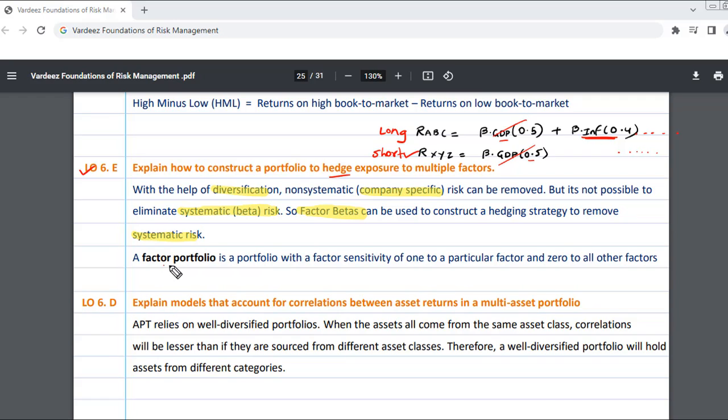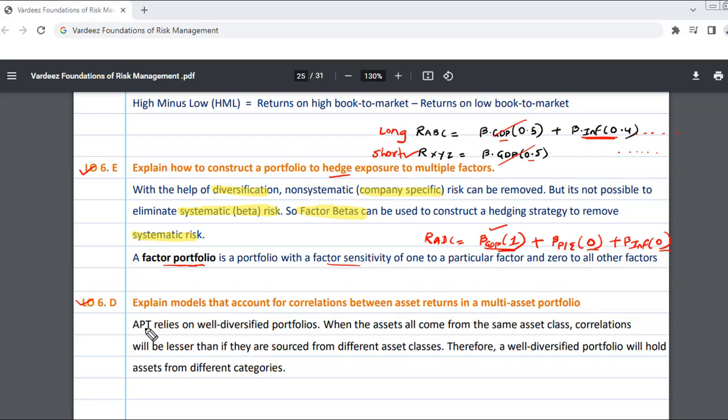There's also a concept of factor portfolio. A factor portfolio is a portfolio with a factor sensitivity of 1 to a particular factor and 0 to all the other factors. So for example, I could have a portfolio which has a GDP beta of 1, and all the other factors, maybe the beta of the PE ratio, could be 0, and the beta of inflation could be 0. Having a beta sensitivity of 1 to a particular factor and 0 to all the other factors is what we mean by a factor portfolio.